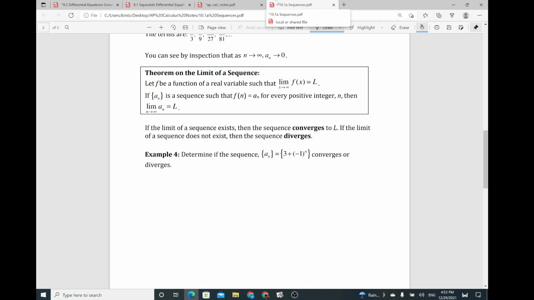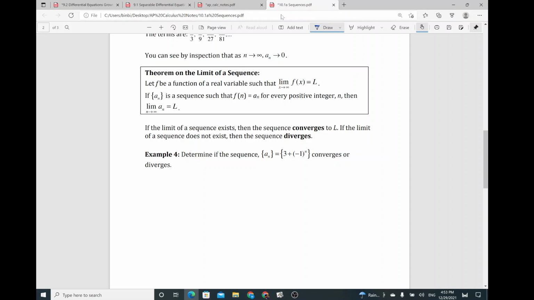So what this means is that if n goes to infinity, the limit exists, so it's going to be considered a defined number. So we can say that the sequence will be considered convergent. If the limit of the sequence exists, then the sequence converges to L. If the limit of the sequence does not exist, then the sequence diverges.